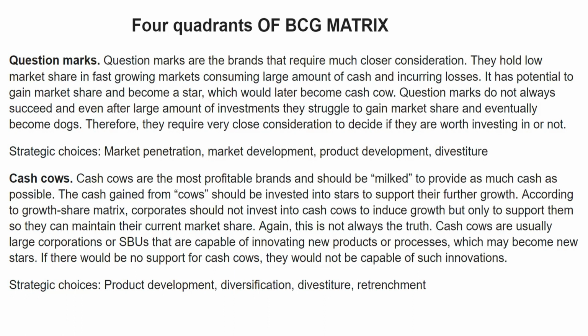According to the growth share matrix, corporates should not invest in cash cows to induce growth, but only to support them so they can maintain their current market share. Again, this is not always the truth. Cash cows are usually large corporations or SBUs. SBUs are strategic business units that are capable of innovating new products or processes, which may become new stars. So if there were no support for cash cows, they would not be capable of such innovations.